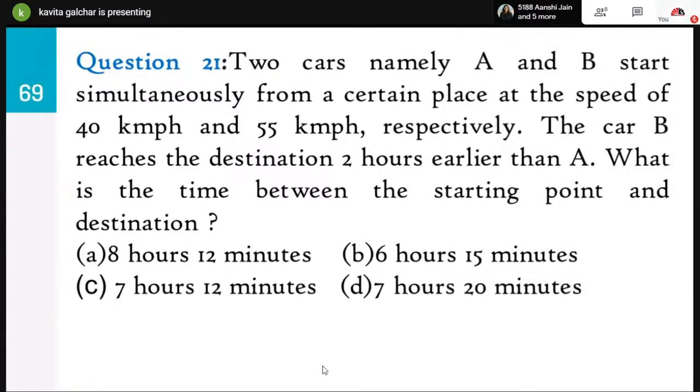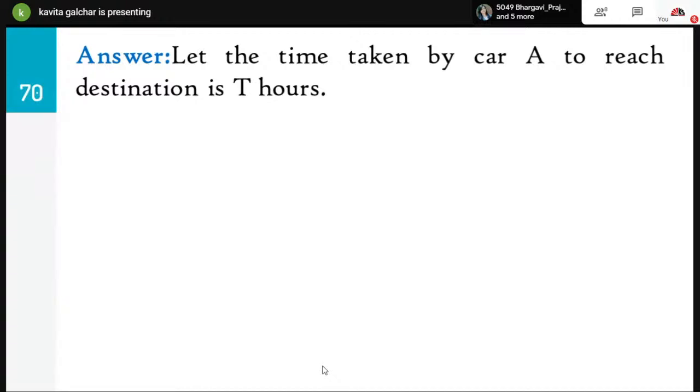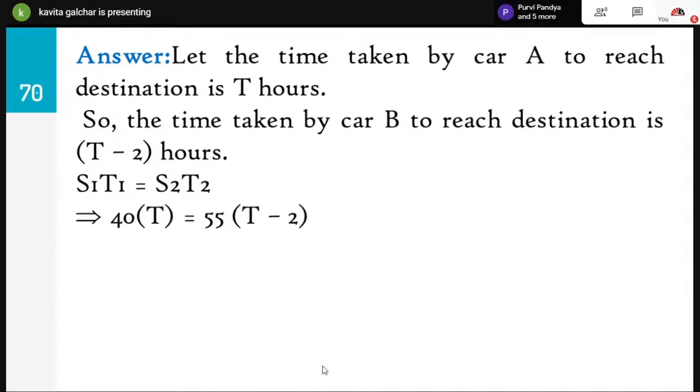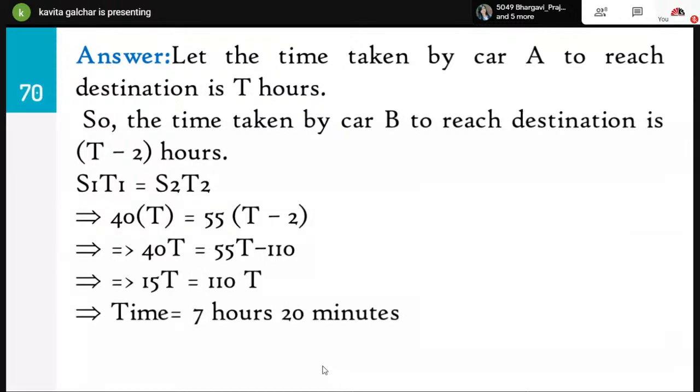Next example, two cars named A and B start simultaneously from a certain place at the speed of 40 km per hour and 55 km per hour respectively. The car B reaches the destination 2 hours earlier than A. What is the time taken between the starting point and the destination? If the time taken by the car A to reach the destination is T hours, so the time taken by the car B to reach the destination is T minus 2 hours as B reaches earlier. As the distance is same, we got the relation that is S1T1 is equals to S2T2. S1 is what? 40, the speed of car A, and S2 is 55, the speed of car B. By solving the equation, we will get 40T that is equals to 55T minus 110. 15T equals to 110, and the time is 7.